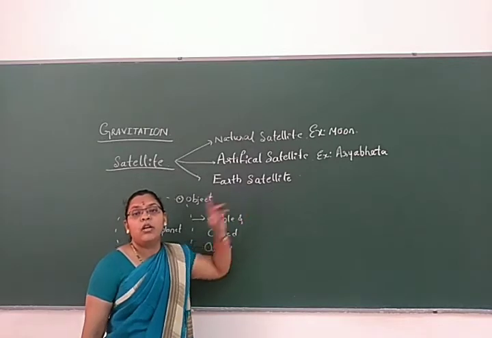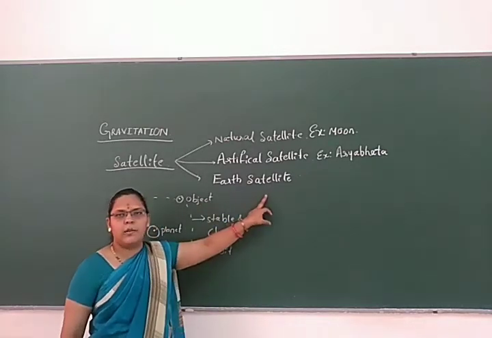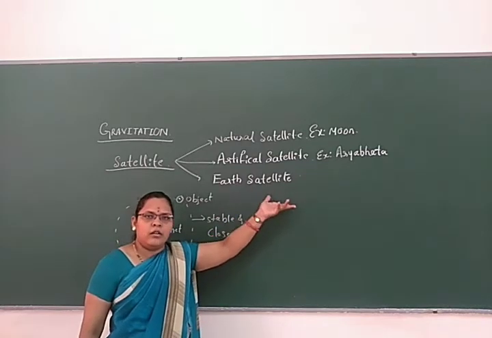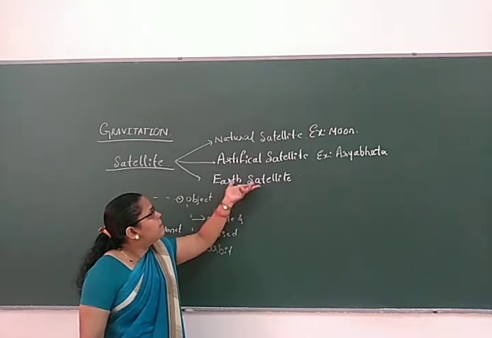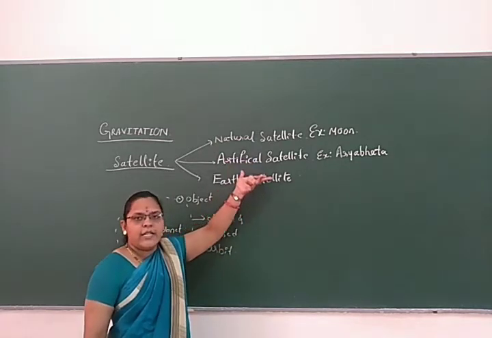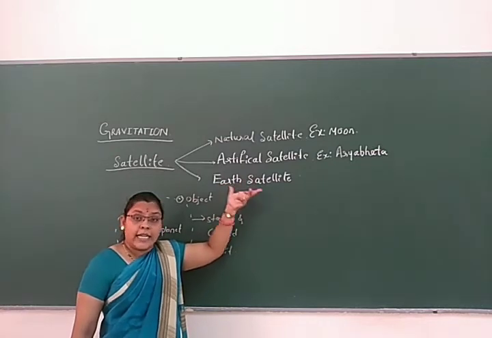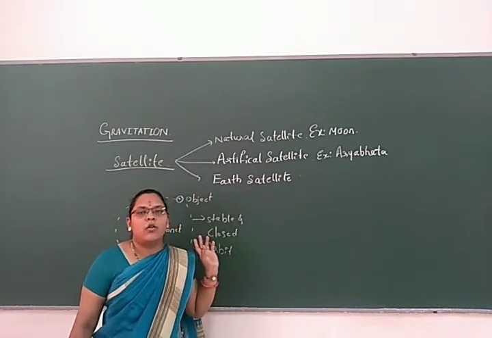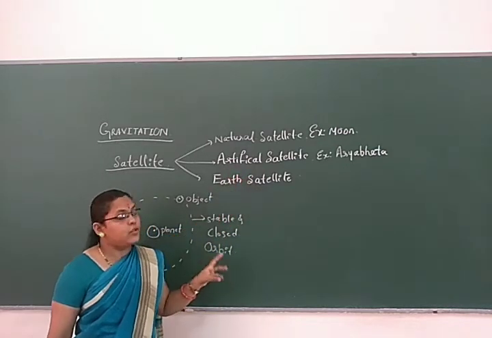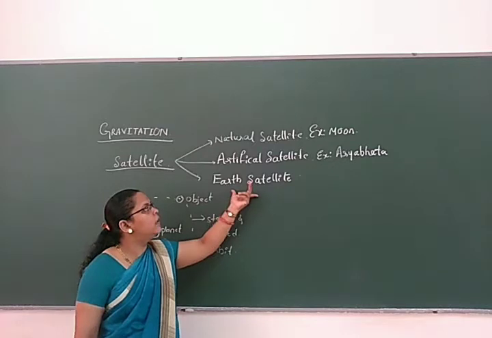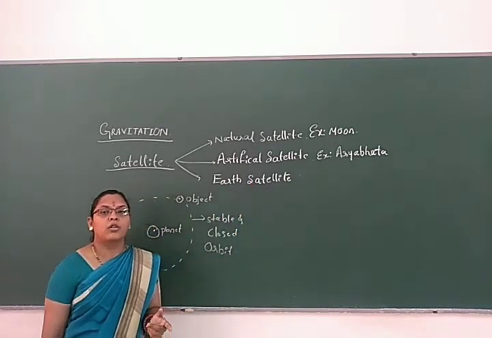Then the third one is the Earth satellite. An Earth satellite is one which is revolving around the Earth in a closed and stable orbit. You can take many examples, for example the Moon also. The Moon is a natural satellite, but we can take it as an Earth satellite also. The satellite which is revolving only around the Earth, mainly for Earth's purposes, is the third kind.